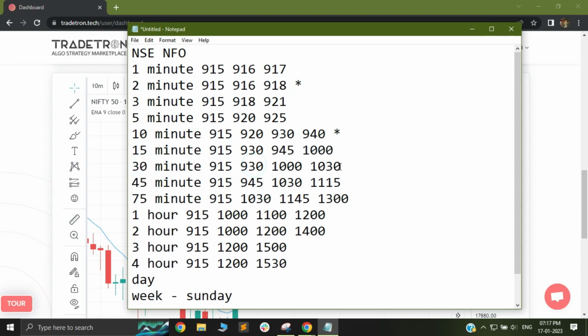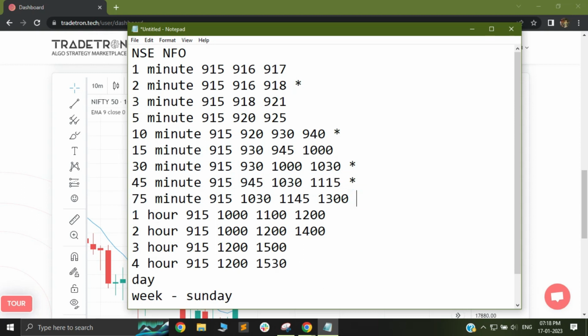30 minutes is again one example which will not match with the charts. 9:15 to 9:30 would be the first 30-minute candle, and after that it would be 9:30 to 10, 10:30, 11, 11:30, and so on. Whereas in the charts, it would be 9:15 to 9:45, 9:45 to 10:15, and so on. So this is the difference that you would see. The 45-minute candle will again be different from charts. On Tradetron, your first 45-minute candle is 9:15 to 45, and then 45 to 10:30, 11:15, and so on. And this will keep continuing.